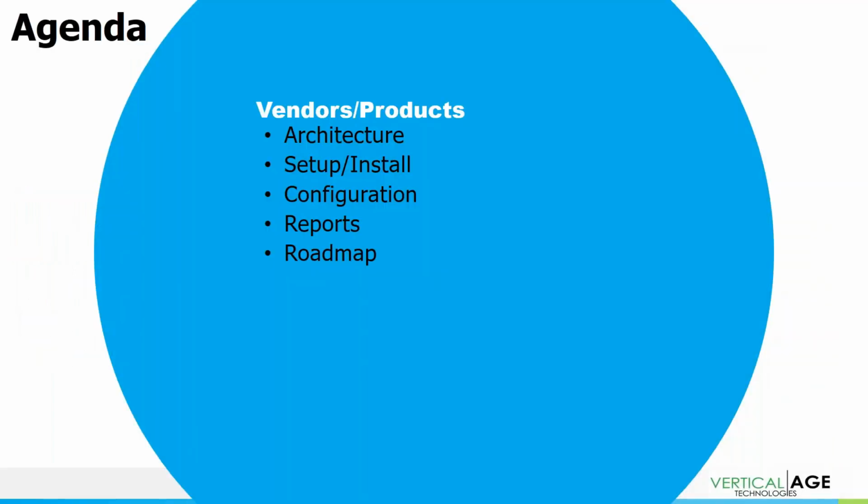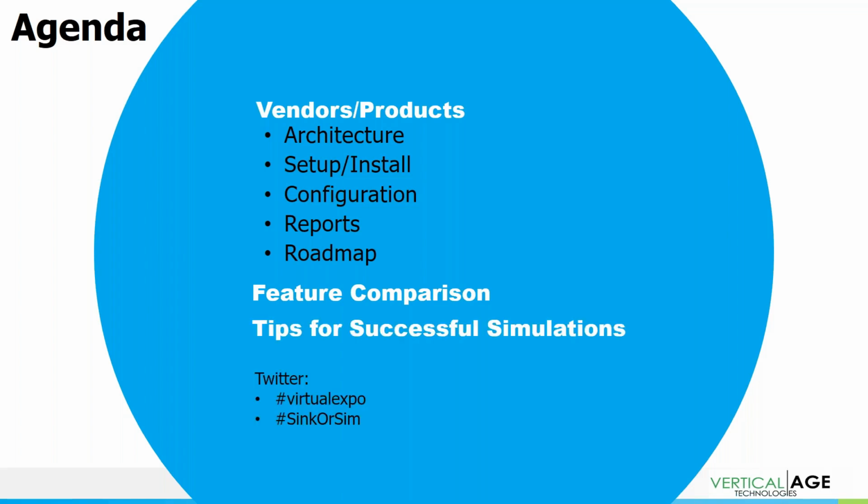For the agenda today, we're going to be going over various different vendors and products and some of the architecture that's involved, as well as the setup and install for them. We'll also be going over configuration and some reports and what the roadmap items look like for those vendors and products. We'll talk a little bit about the feature comparison, going through each of the main features for each product and comparing them and seeing which vendor has which feature, as well as tips for successful simulations.